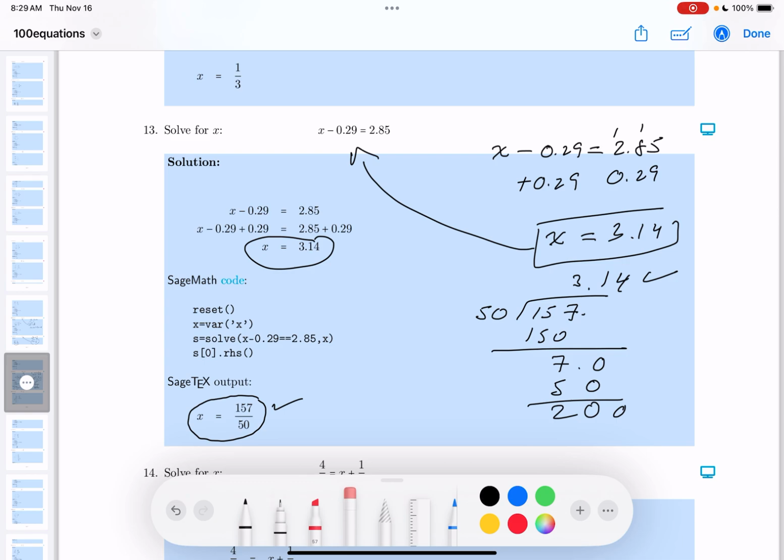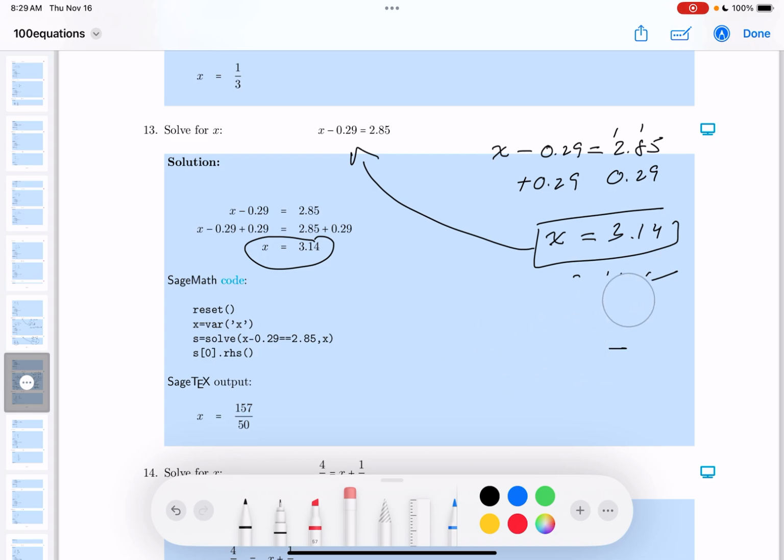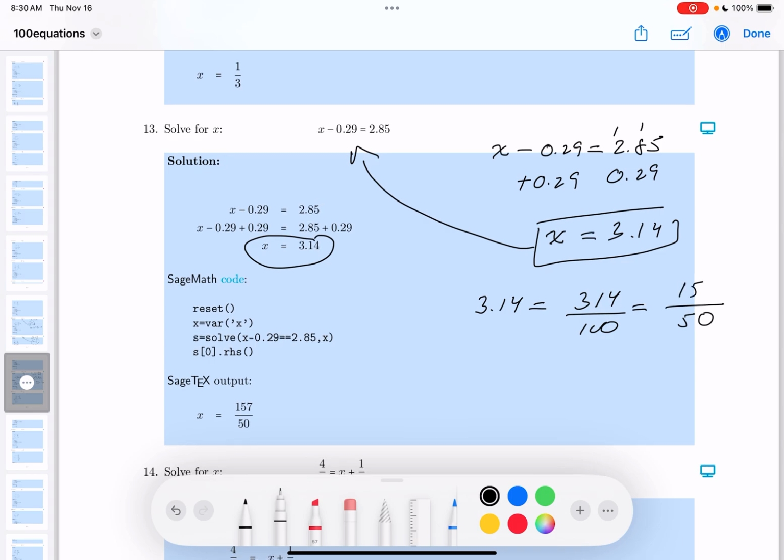I want to talk about one other thing, which is taking that decimal and converting it into a ratio of integers. The way I would do that is I take the 3.14, and that's the same thing as 314 100ths. Then I'd reduce it by dividing by 2. If you divide by 2, well, 2 goes into 100. They're both even numbers, by the way. It's 50. And 2 goes into 314. Well, let's see, 157. And it's reduced.